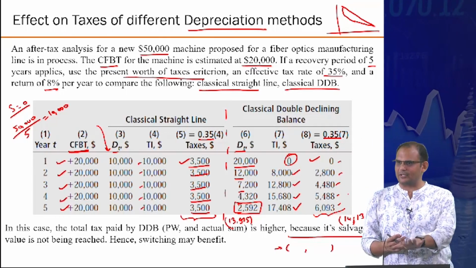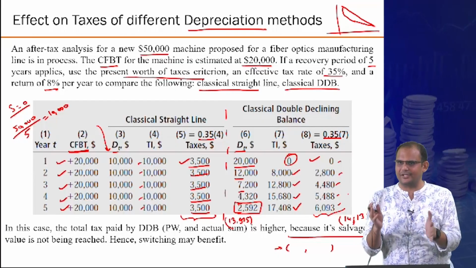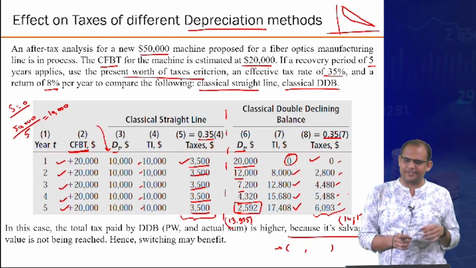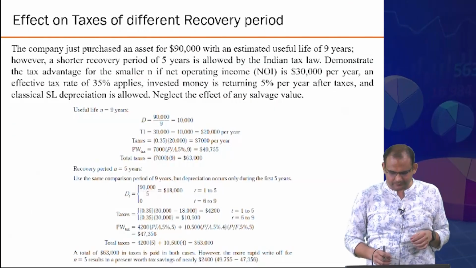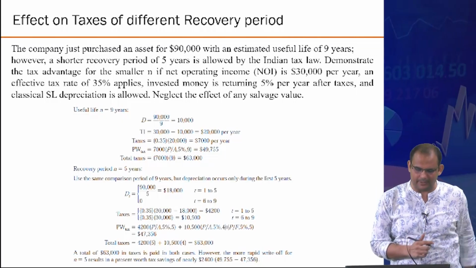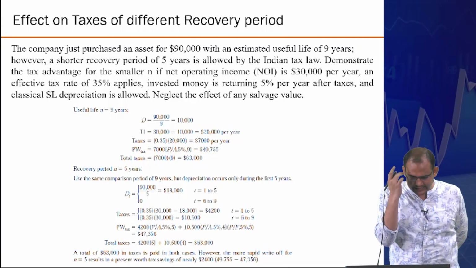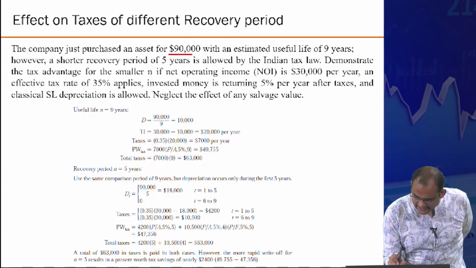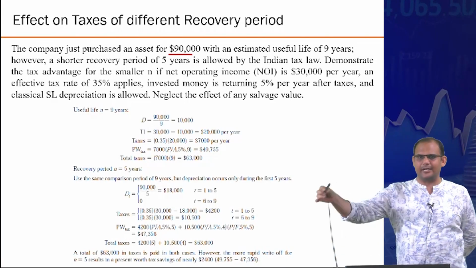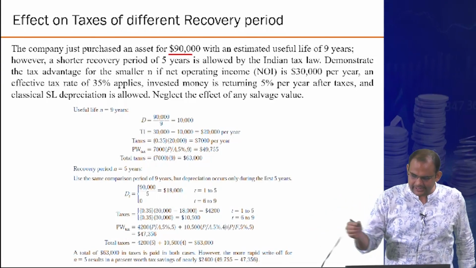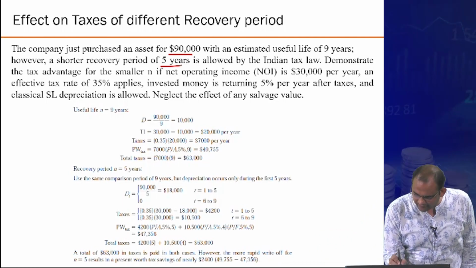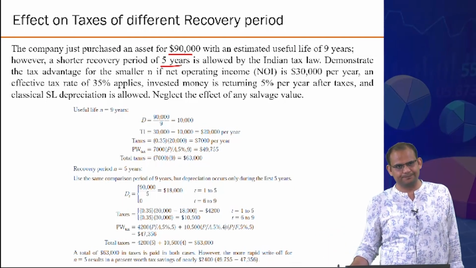Okay, this concept is clear. How taxation with different depreciation methods will play out. Then I'll give you one final example here. In this case, the company just purchased an asset for $90,000 with an estimated useful life of 9 years. However, a shorter recovery period of 5 years is allowed by the tax law.